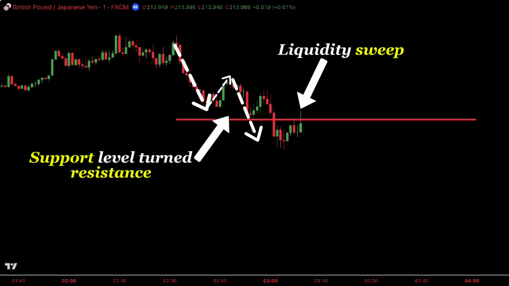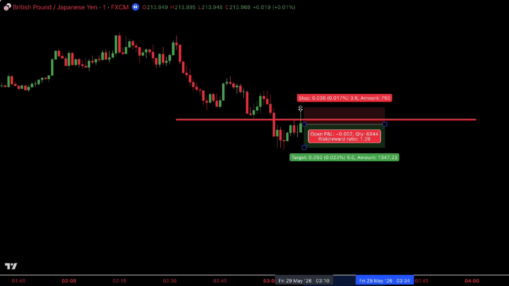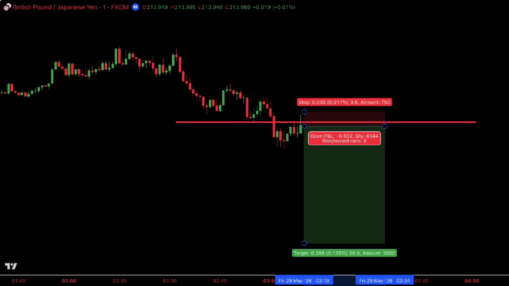Now let's place the trade. You enter at the close of the rejection candle. Your stop loss goes above the highest point of the liquidity sweep, and your target is the next major support level. Now look at what happened next.